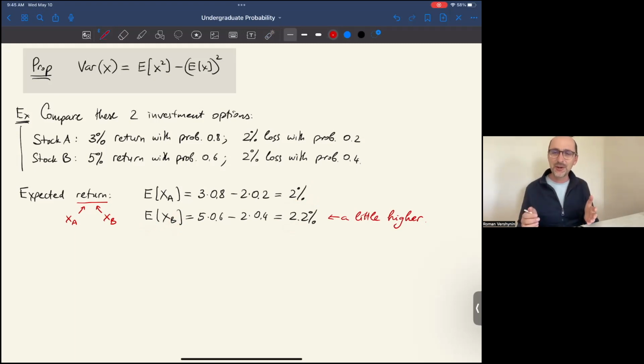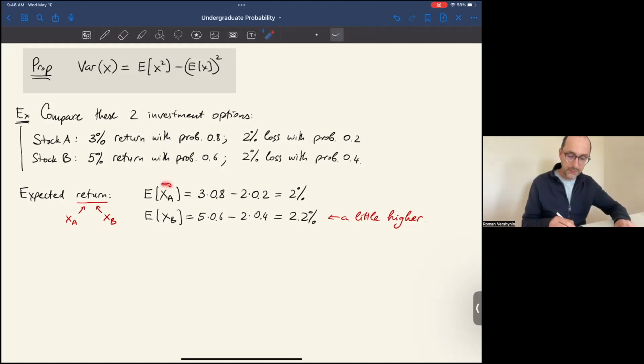Is the expected return the only metric that we would like to look at? There is another thing, the risk. We should compare the risks of investment into stock A and stock B. To quantify the risk, we want to look at the variance, at how much the true return on average deviates from its expected return in each case. To compute the variance of XA and XB, this formula is helpful. Why? Because we have already computed the expected values. The only thing that we need to compute is the expected value of the square.